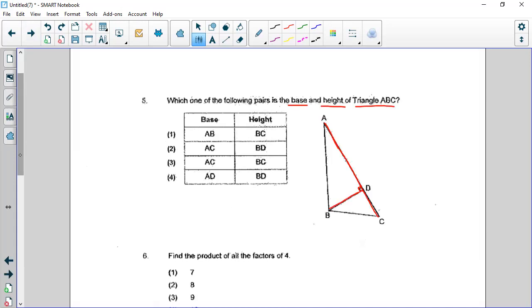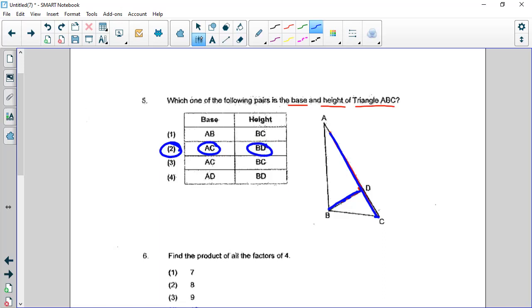So your base is AC, and one more thing, the base must always be one of the 3 sides of the triangle. So which is the base? The base cannot be this one. The base has to be one of the 3 sides. So the base will be your AC, and the height doesn't have to be one of the 3 sides. Do you understand? The height does not have to be one of the 3 sides of the triangle, but the base must be one of the 3 sides. A triangle has 3 sides, so the base has to be one of them. So your base is AC and your height is BD. So answer number 2. Okay, let's go on to the next one.